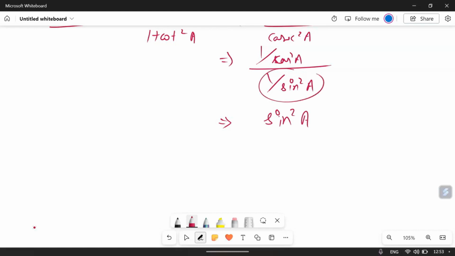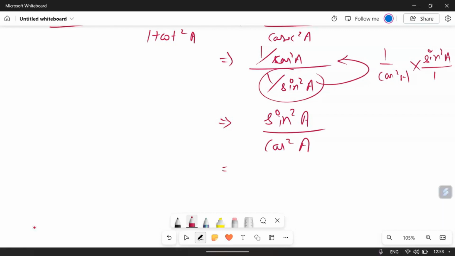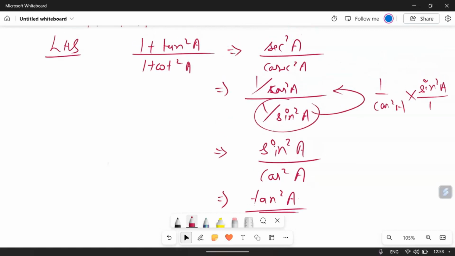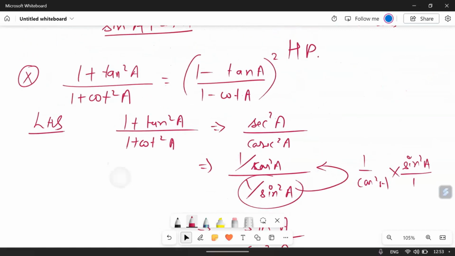Where you get confused, this reciprocal is multiplied above, like 1 by cos square a as it is, multiply this, sine will go up, divided by 1. Okay, clear it. Cos square a, so it will become tan square a. Okay, tan square a. Now we will solve this part also. So we need to solve this.